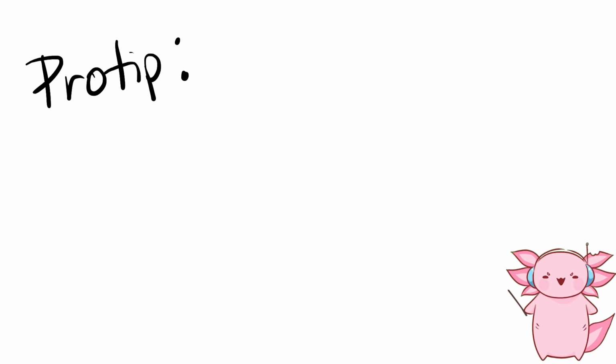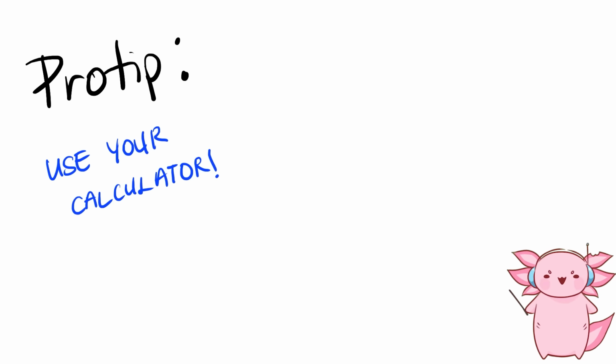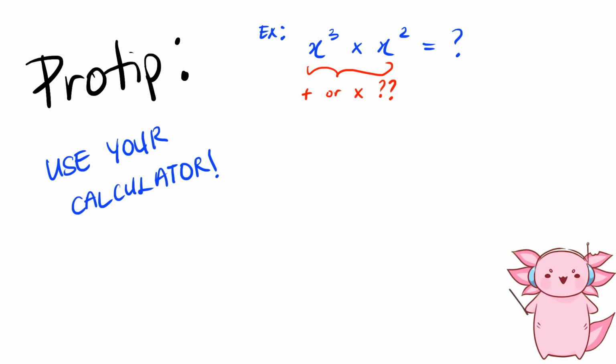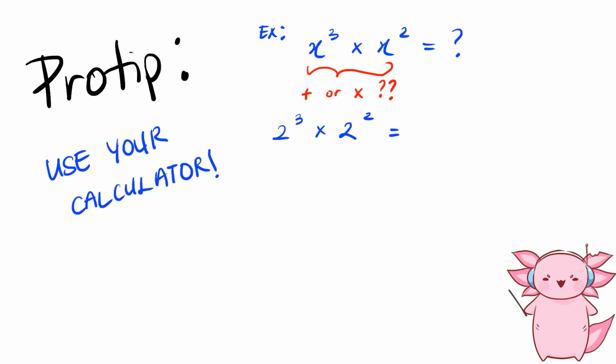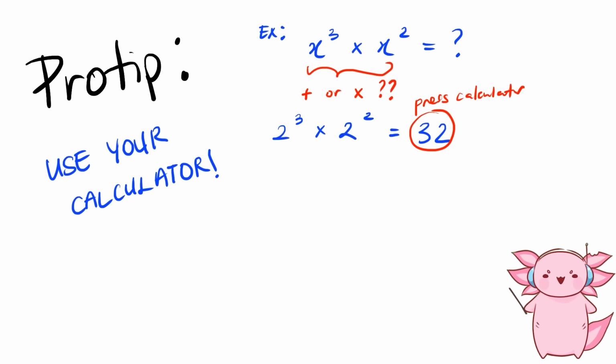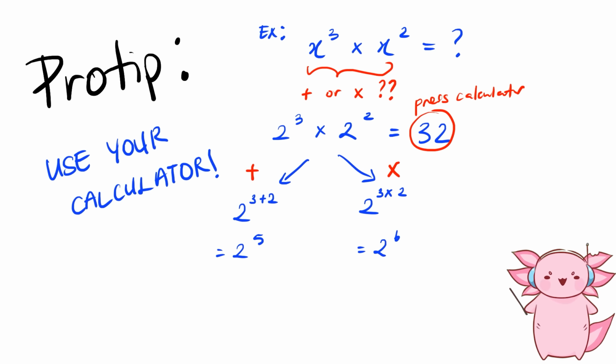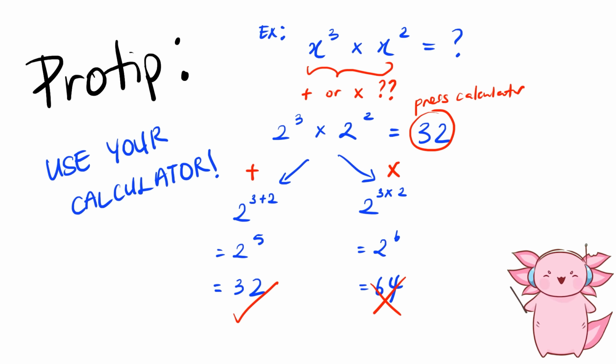Okay, here's my secret pro tip for this topic. If you forget a certain rule, you can use your calculator to double check. So for example, if you don't know whether to add up the power or to multiply them, you just make up some example like 2 to the power of 3 times 2 to the power of 2, and you just press it into your calculator to double check which method is the correct one.